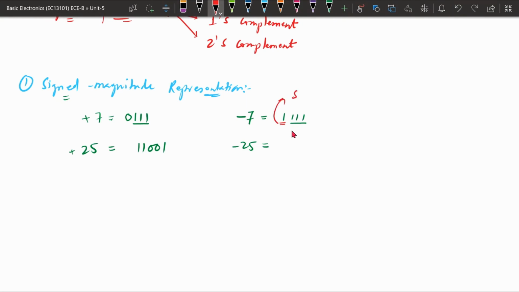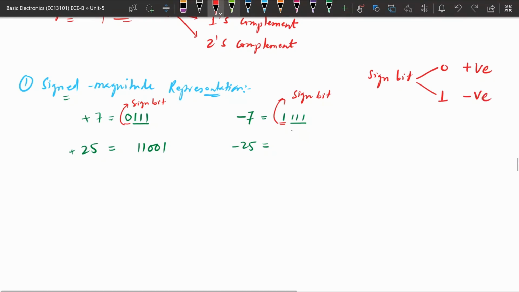This is called the sign bit. Here also, this is the sign bit. If the sign bit is 0, then the number it represents is a positive number. If the sign bit is 1, it represents a negative number.